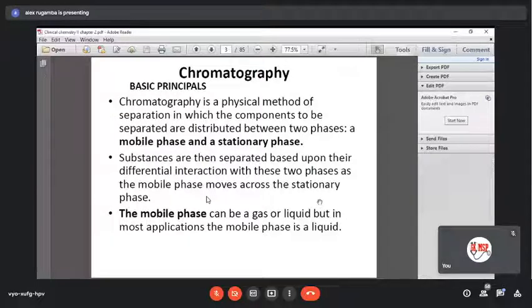What is chromatography? The basic principle of chromatography is that it is a physical method of separation. Chromatography has two phases, the mobile phase and the stationary phase. The substances are separated based on their different interactions with these two phases as the mobile phase moves across the stationary phase. The mobile phase is a liquid, a mixture of reagents, and the stationary phase is like a pipe through which the mobile phase will pass.